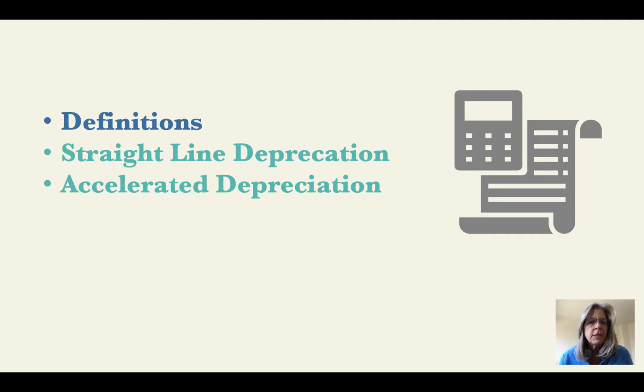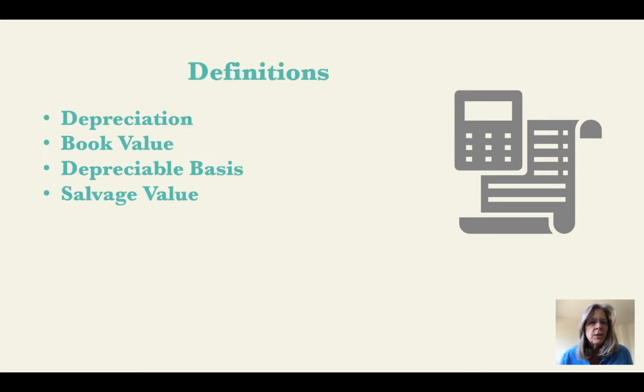The things I'm going to cover today are definition. I'm going to go over 2 methods of depreciation: straight line depreciation and accelerated depreciation. When we look at the definition of depreciation, we are going to look at these sort of 4 terms: book value, depreciable basis, and salvage value.